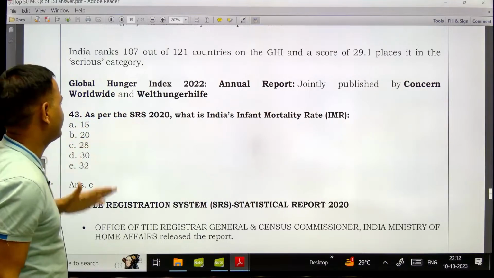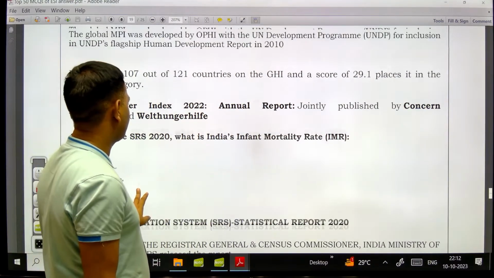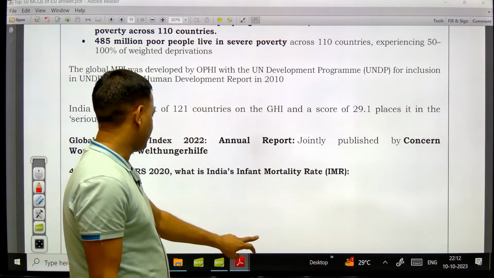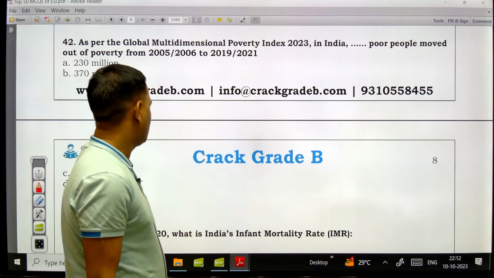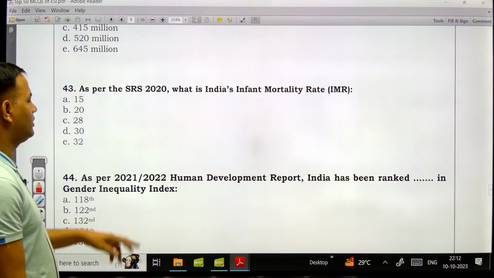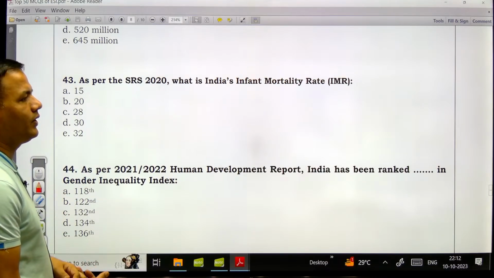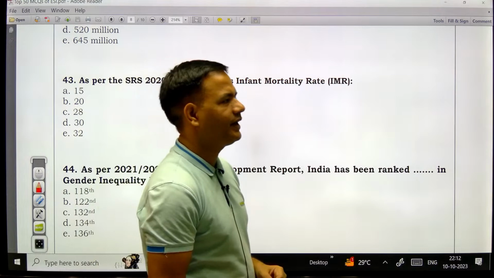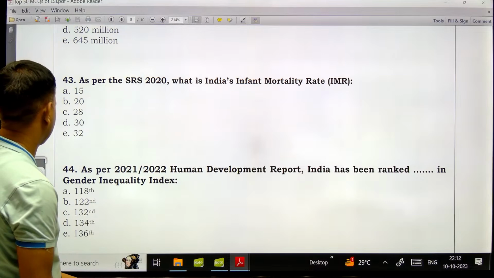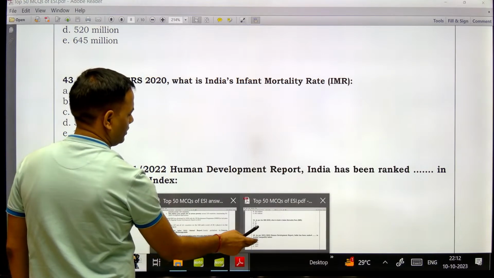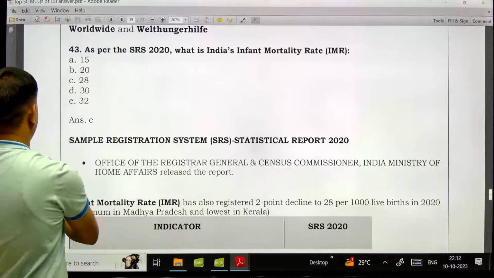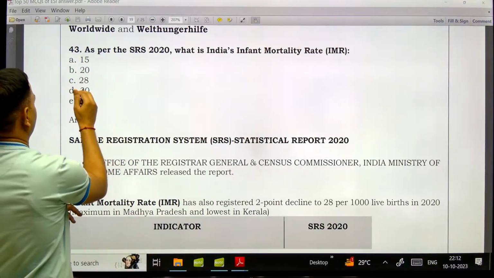As per the SRS Sample Registration Survey 2020, what is India's infant mortality rate? It's 43, C, 28. So let's see, the answer is C, 28.